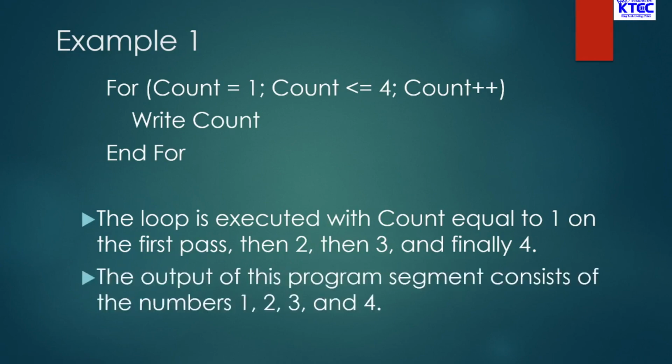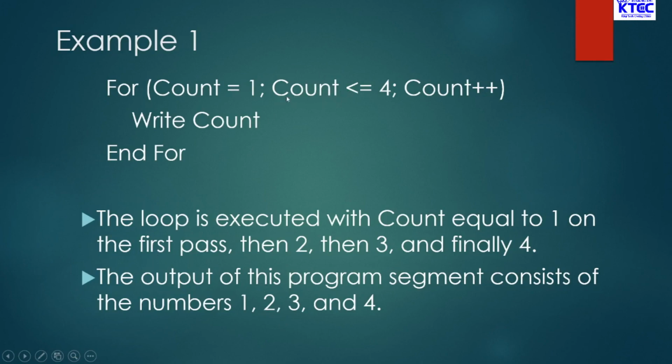So it's the same thing that they are just explaining to us here. Say for count is equal to what? 1, count less than or equal to 4, count plus plus. So the loop is executed with the count equal to 1 on the first pass, then 2, then 3, and finally 4. So the output of the program segment consists of what? The numbers 1, 2. In the first iteration, it will write 1. Then it will check that 1 is less than or equal to 4. But then it will add 1 to the previous one and then write 2. Then it will check: 2 is less than or equal to what?